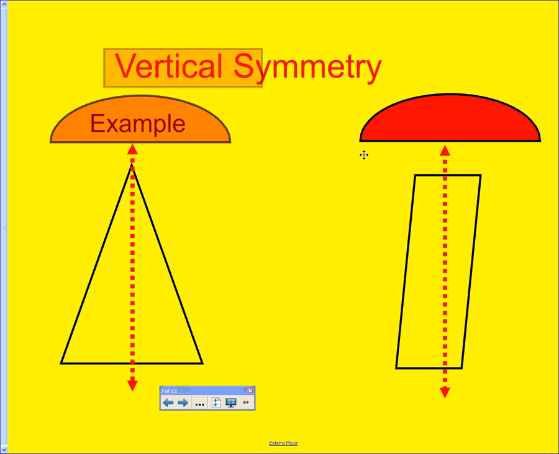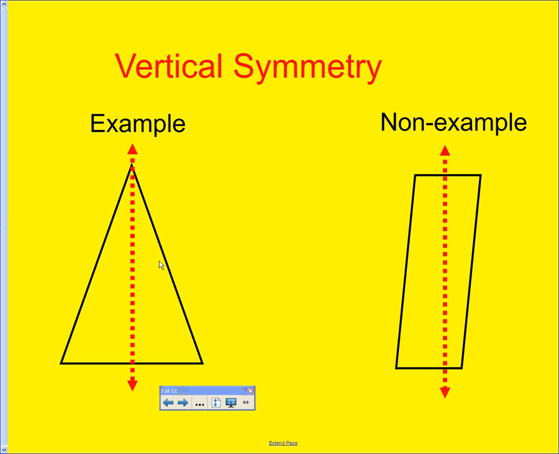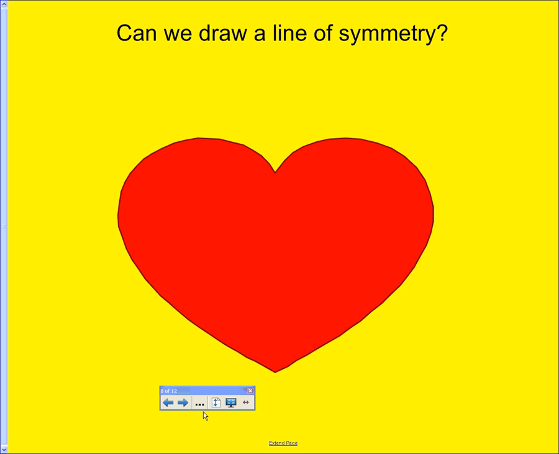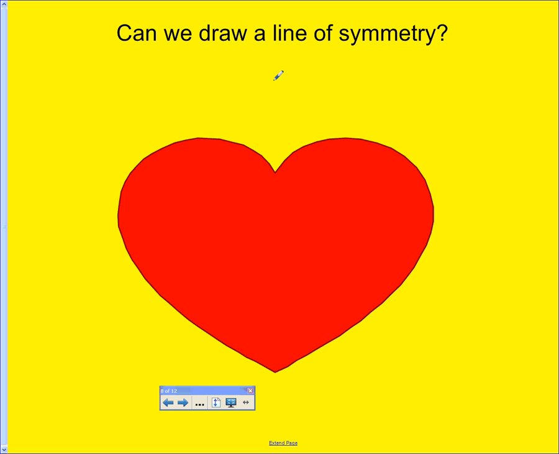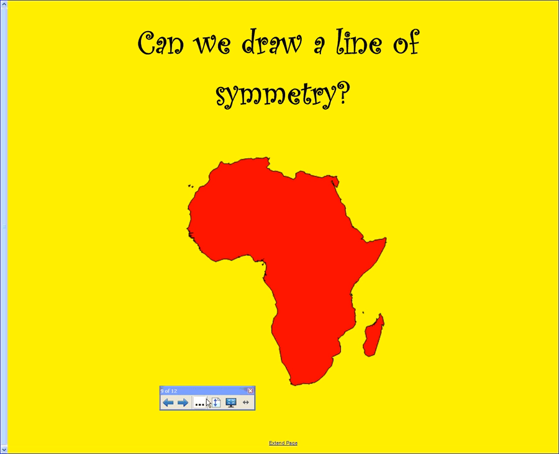What about vertical lines of symmetry? This side matches this side perfectly. This side does not match this side perfectly. So can we draw a line of symmetry on this heart? Yes, we can. I could draw a line of symmetry straight down like that. What about Africa? No. No lines of symmetry on Africa.